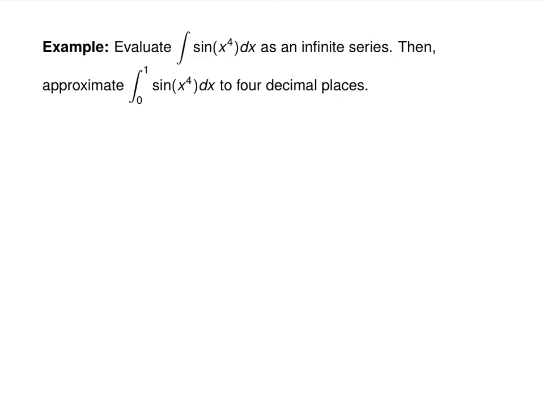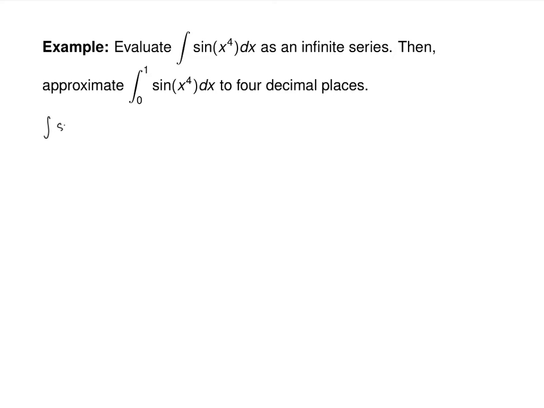We can also use Maclaurin series to estimate definite integrals and to integrate functions for which our techniques of integration don't work. So first we're going to find the antiderivative of sine x to the 4th as a series, and then we're going to use that series to estimate this definite integral correctly to 4 decimal places.